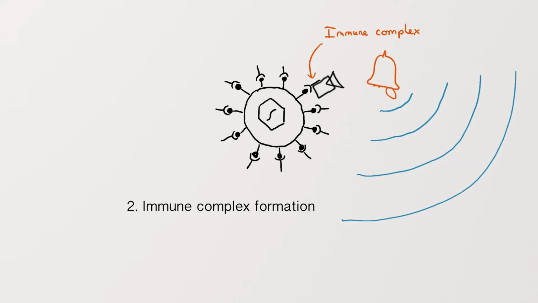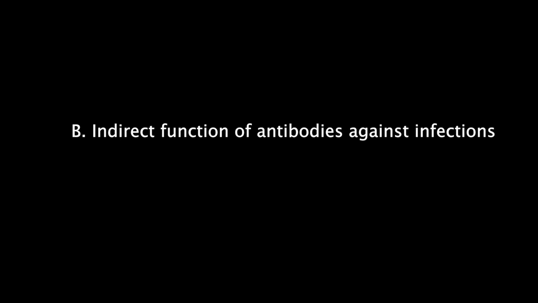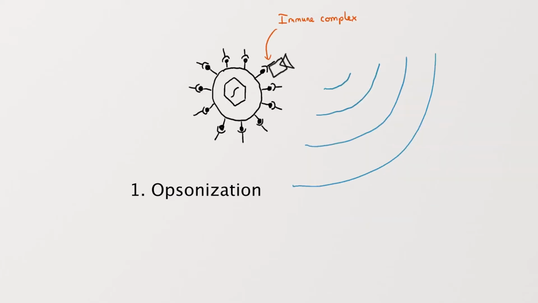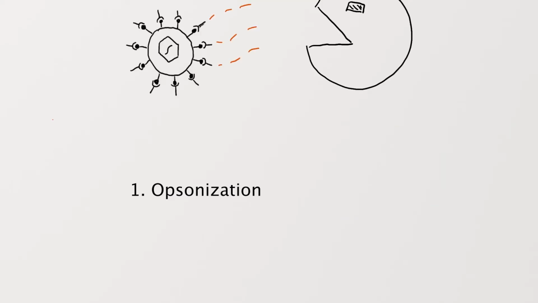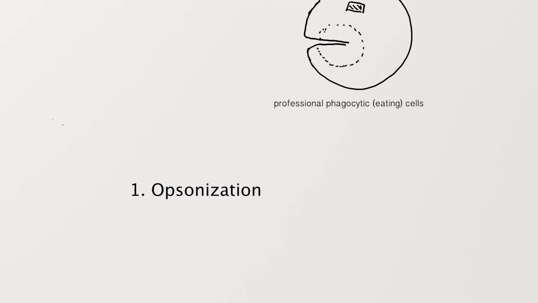So from here, the indirect functions against infection can be shown. First, we have opsonization. It marks the bacteria and brings it toward the professional phagocytic cells. These cells have a function to eat and degrade bacteria and viruses. This is somehow similar to the Pac-Man shaped cells we saw at the beginning, but with the help of the antibodies, it is more effective and specific.